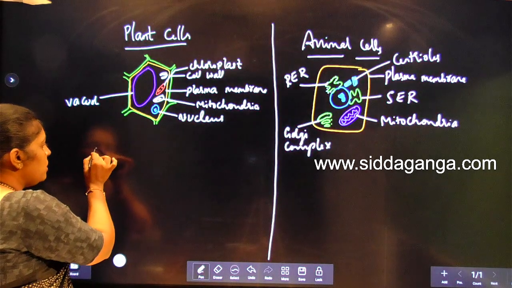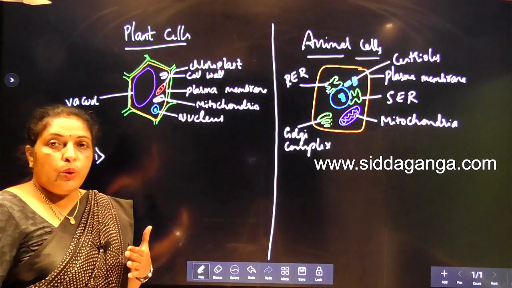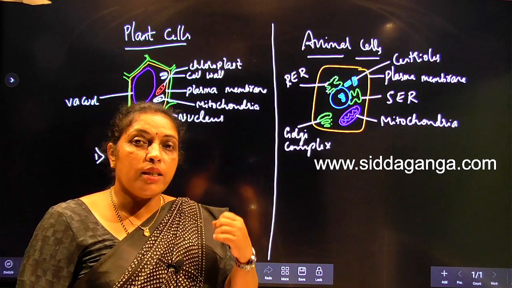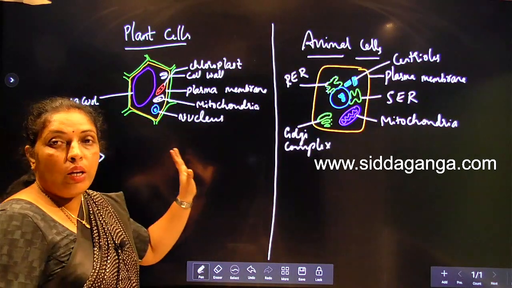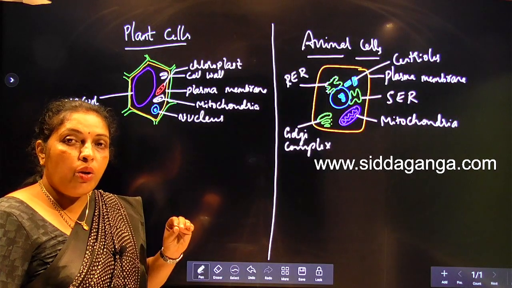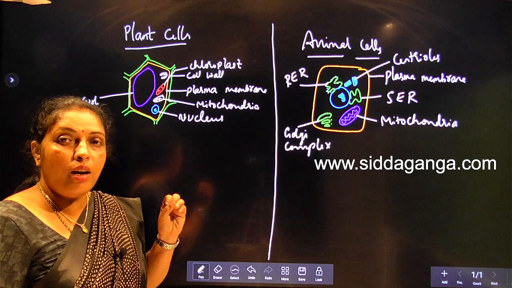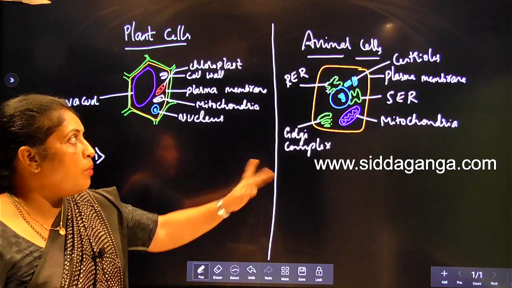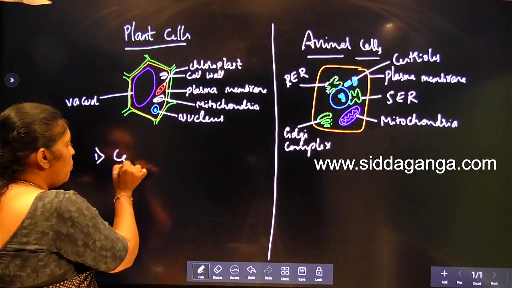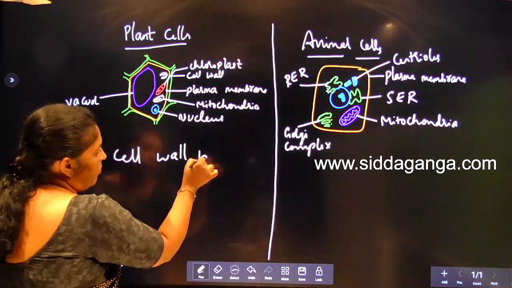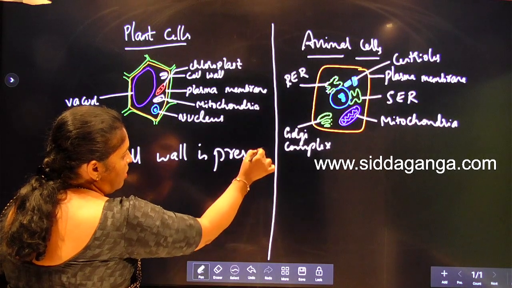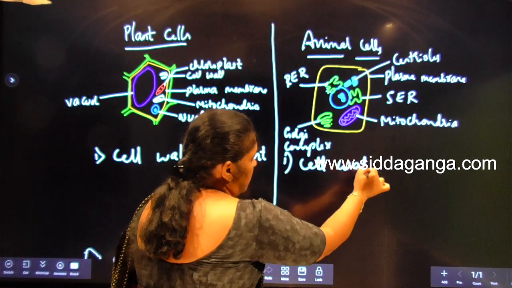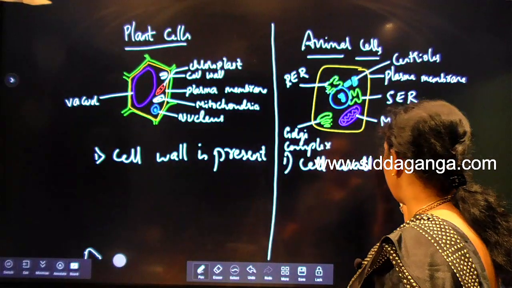So the first point, as we know, cell wall is present in all prokaryotes and in some eukaryotes. In eukaryotes, the cell wall is present only in plant cell. In all prokaryotes, the outer membrane will be the cell wall, whereas in eukaryotes, plant cell contain the cell wall, and it is absent in animal cell. Here cell wall is present. So here cell wall is absent. Here what will we write? Cell wall is absent.